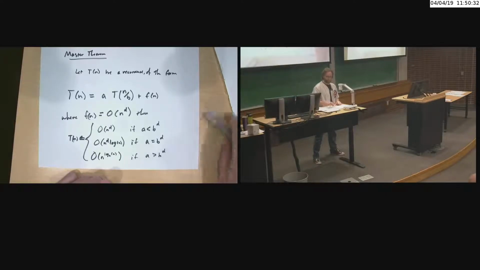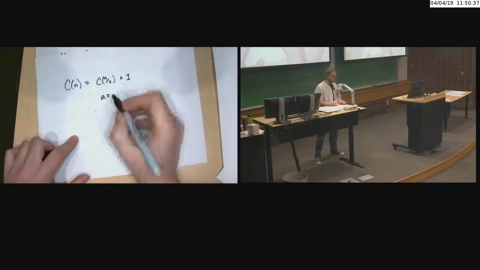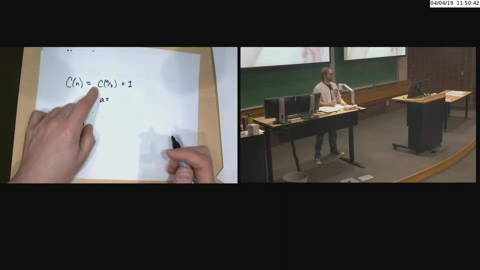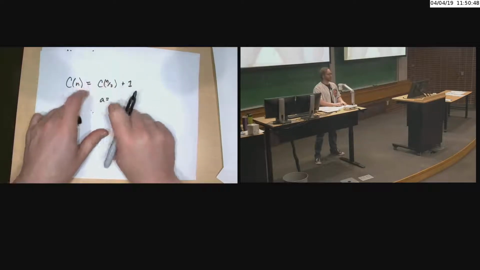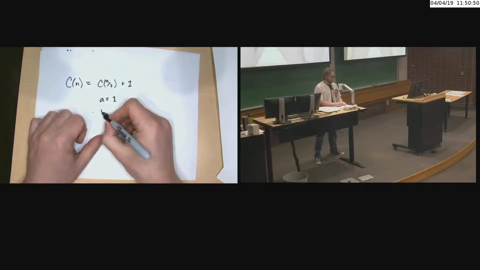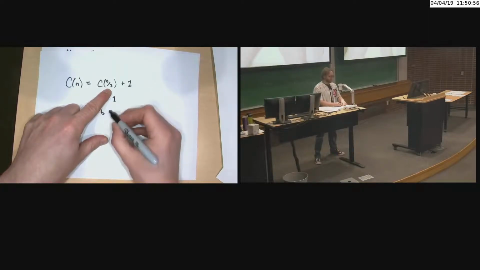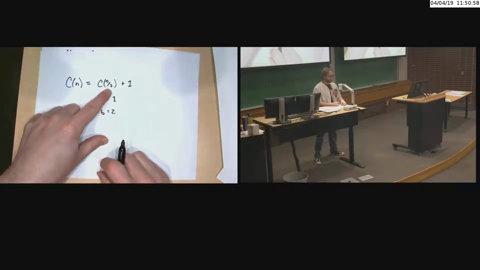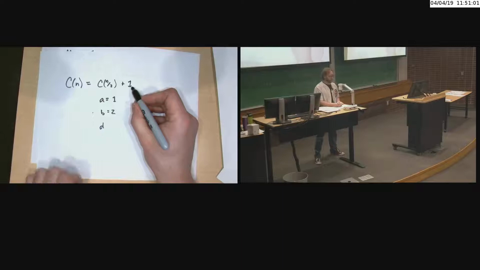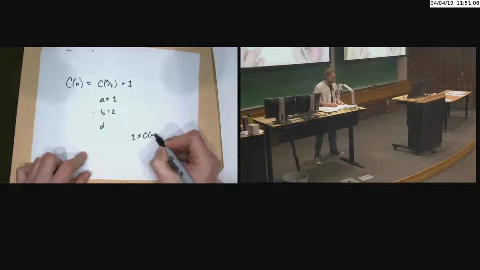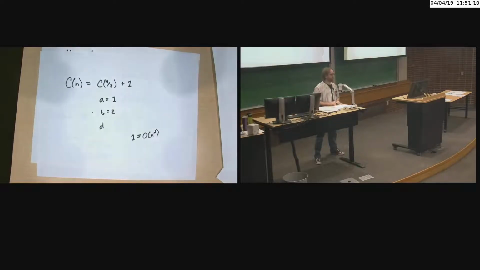Okay? So now let's go back over here. What's my a? What's my a sitting out front? How many recursive calls did I make? What's the coefficient sitting right here? 1. Right? How much did I cut the input size? What's b? 2. I cut it in half. Now what's d? Characterize this function. 1 is big O of n to the d. What d would you insert there for this to be true?